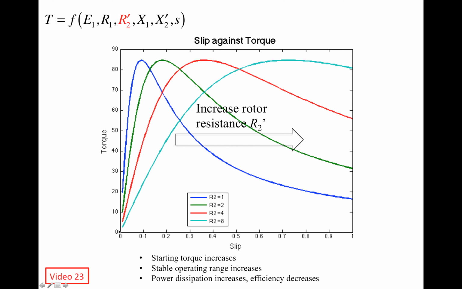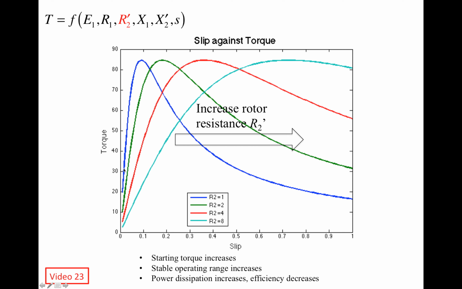In video 23, we plotted this torque slip curve for different values of R2 prime. Here R2 prime is the stator side apparent resistance of the rotor. It's basically mapping the rotor side resistance to the stator side, so that's why we have a prime here. We're treating the induction machine as a transformer, so we can map the secondary circuit to the primary circuit. R2 prime is the resistance of the rotor, the secondary side of the circuit, mapped to the primary side, the stator side.